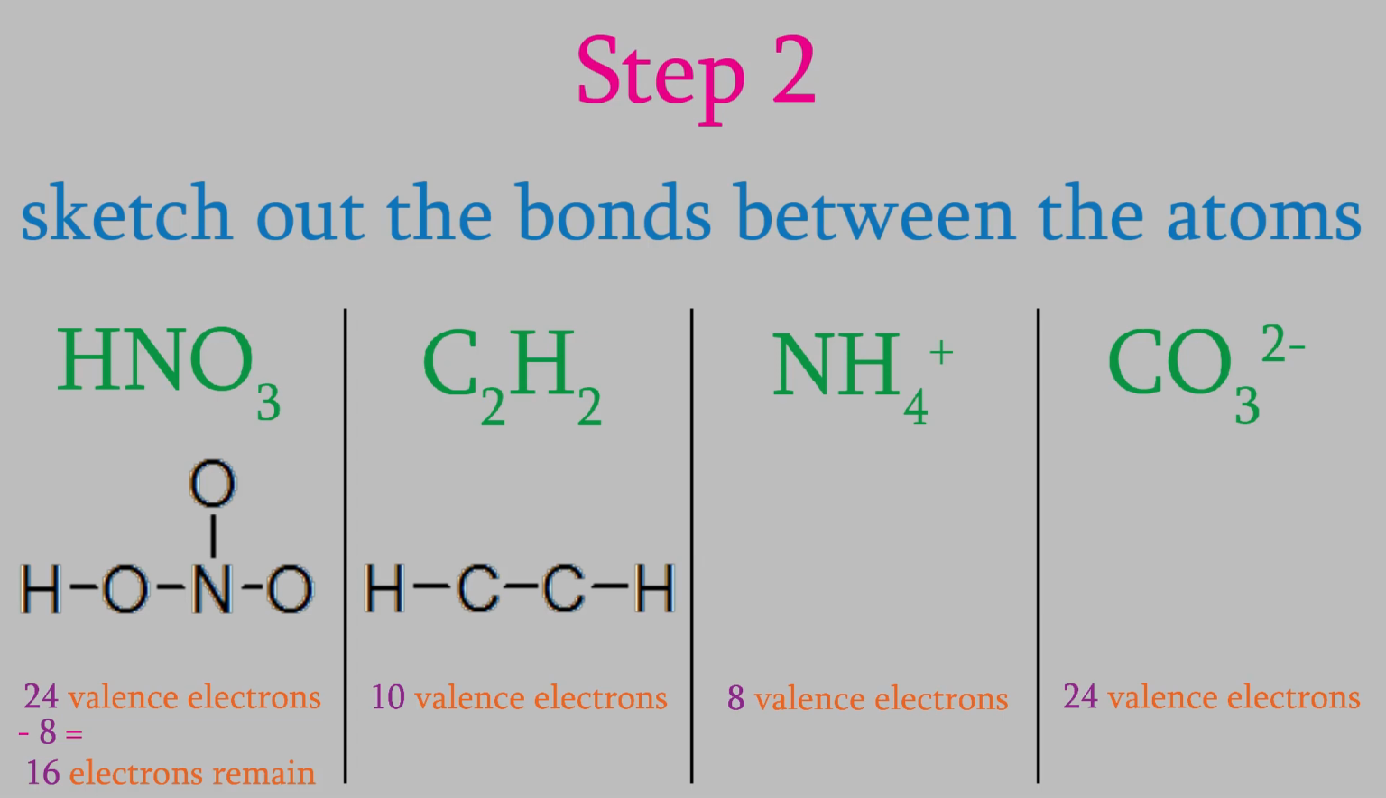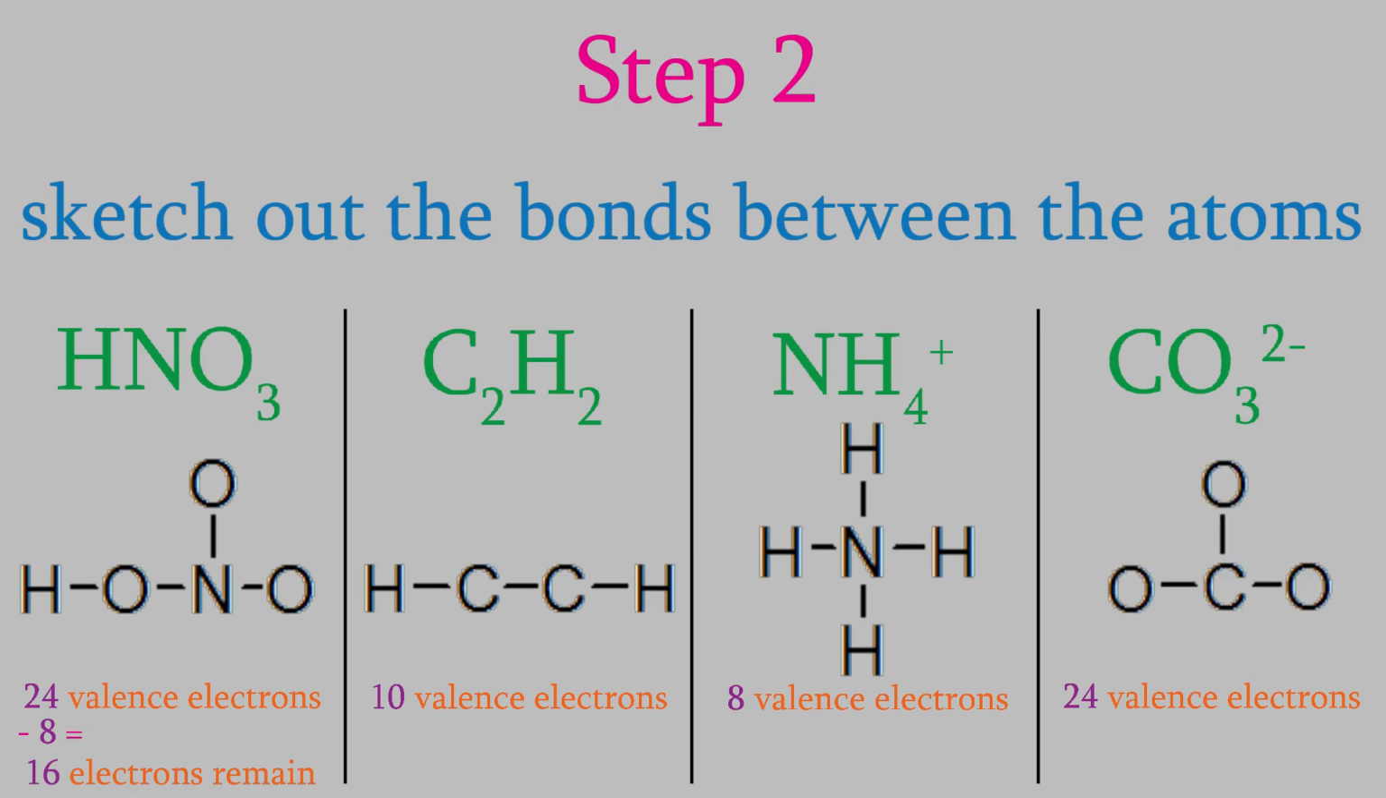In the third molecule, the nitrogen is in the center, and the 4 hydrogens are attached to it. And in the fourth molecule, the carbon is in the center, and the oxygens are bonded to it. So far, we've used 6 valence electrons in the second molecule, 8 electrons in the third, and 6 electrons in the last one. That means there are still 4 electrons to go in the second molecule, none in the third molecule, and 18 in the fourth.